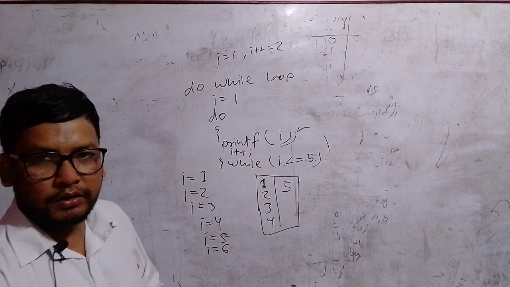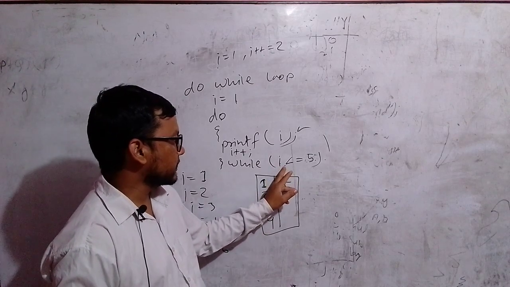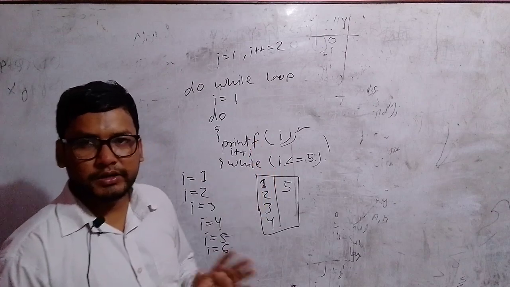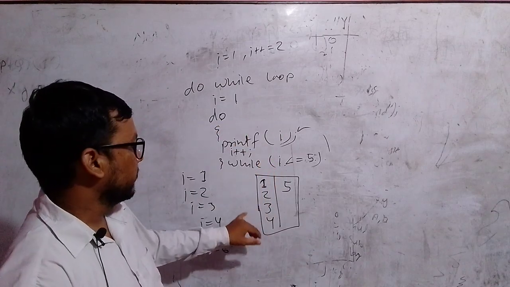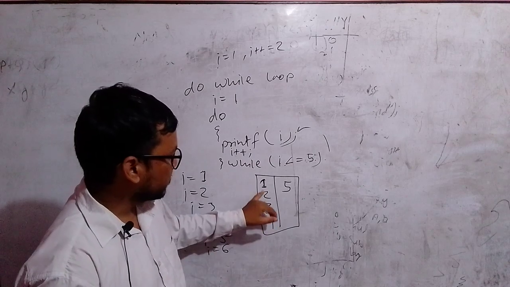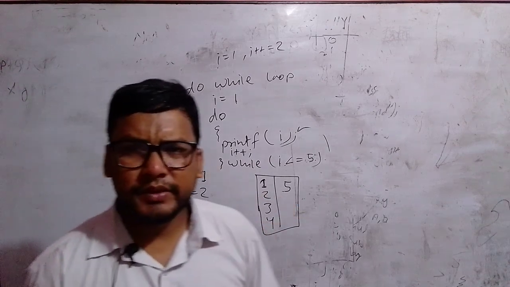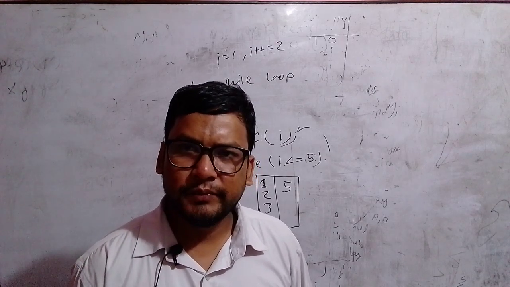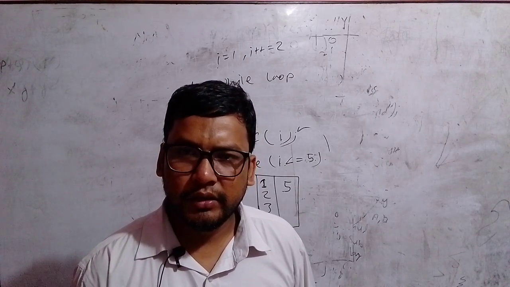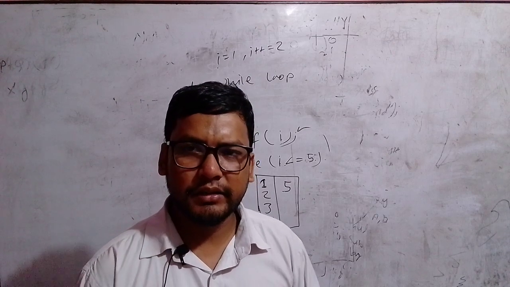No. For the value of i as 6, this condition will not be satisfied. That means this code will not execute and will terminate. That means we are capable of printing 1 to 5 using a do while loop. Do while loop is similar to the while loop, except the while loop first checks the condition, but the do while loop first performs the operations and then checks the condition.